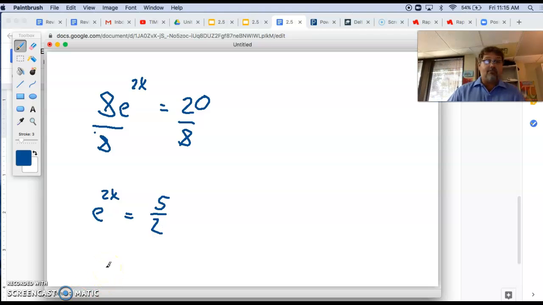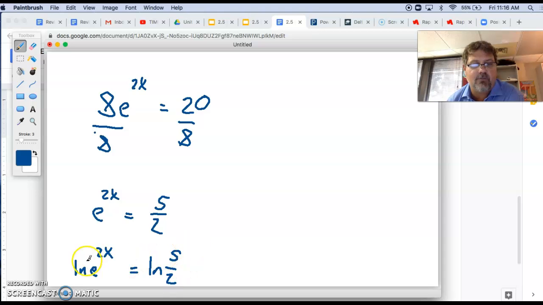And now we're at step 2. Take the log of both sides. And again, you can take any log you want, but a clever choice would be the natural log because it's base e. So we're going to say natural log of e to the 2x equal to the natural log of 5/2.